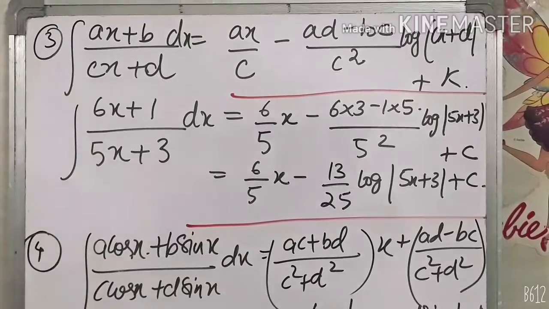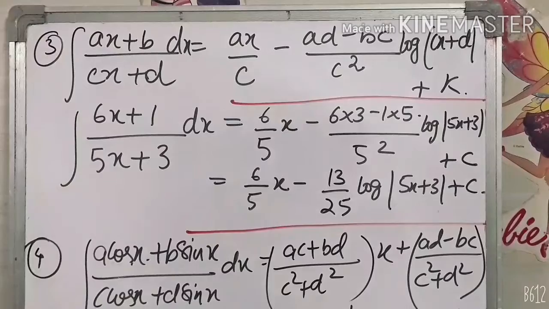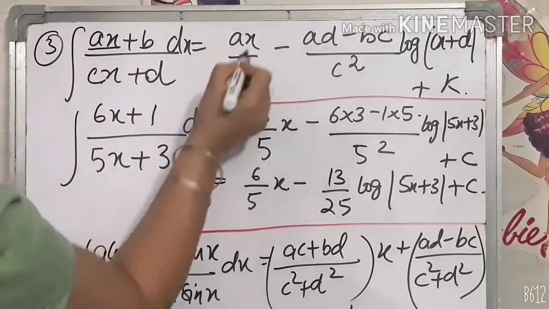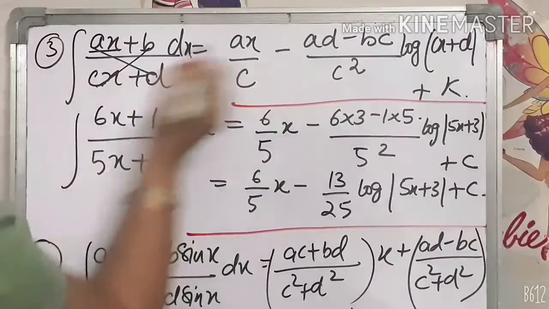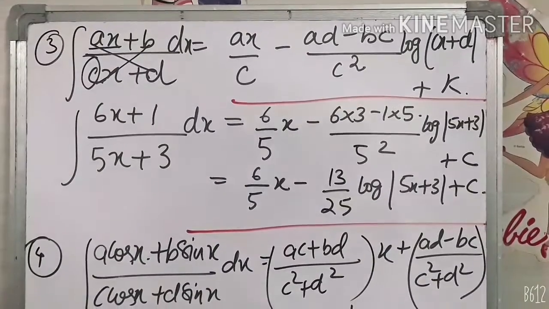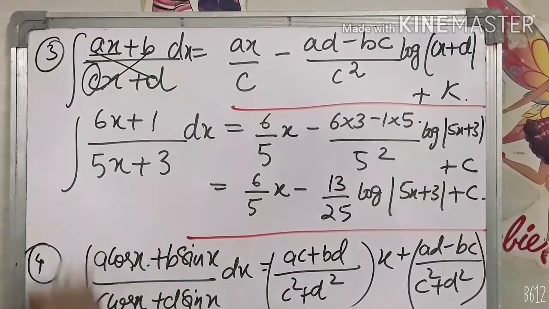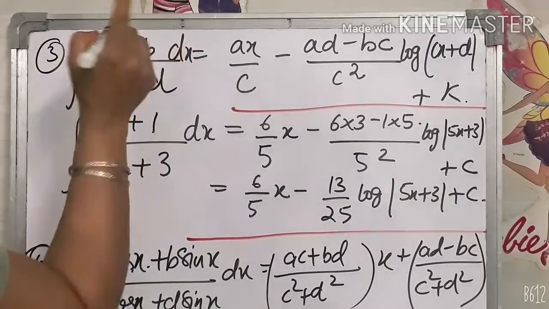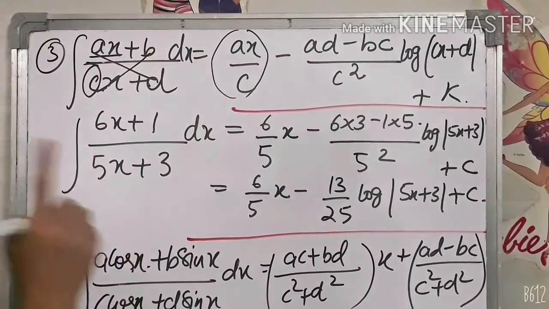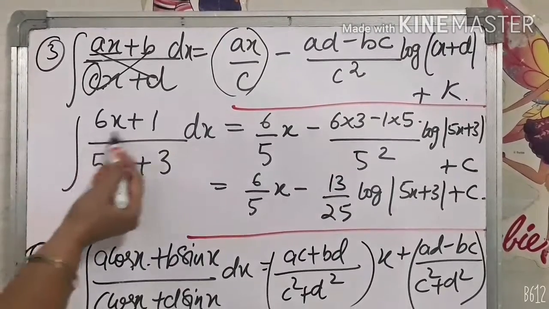Now the form number 3, integration of (ax plus b) by (cx plus d) into dx. It is ax by c minus cross multiply by the coefficient of c square, log of (cx plus d). Please don't get confused with what I taught in the last one, that was e to the power x, and the form there was b by d x. Please check it. Okay, now this is the form.